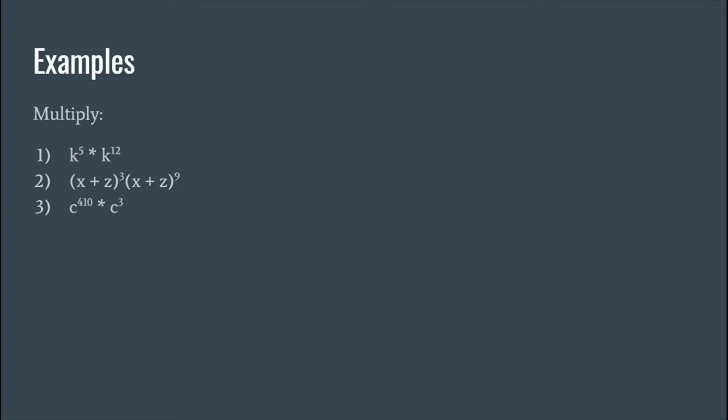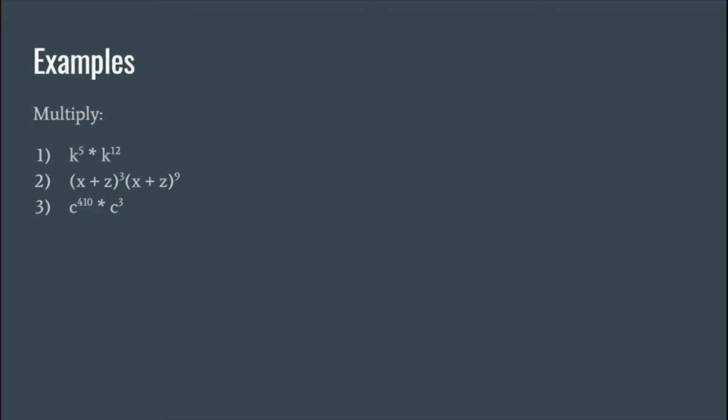Alright, number 2, (x plus z) to the 3rd power times (x plus z) to the 9th power. Again, we got the same base. They both have an x plus z, so we can add the exponents. So you should get (x plus z) to the 12th power. And make sure you put the parentheses around the x plus z.